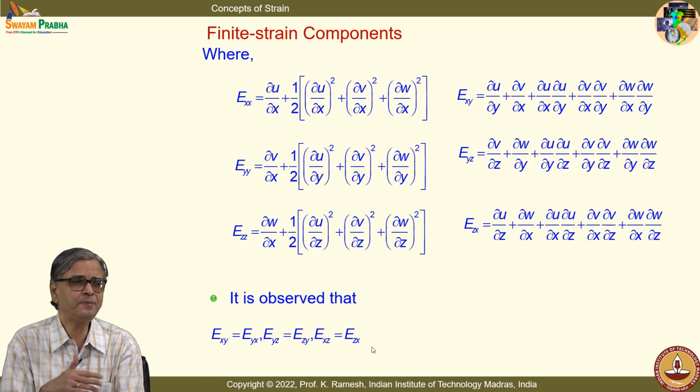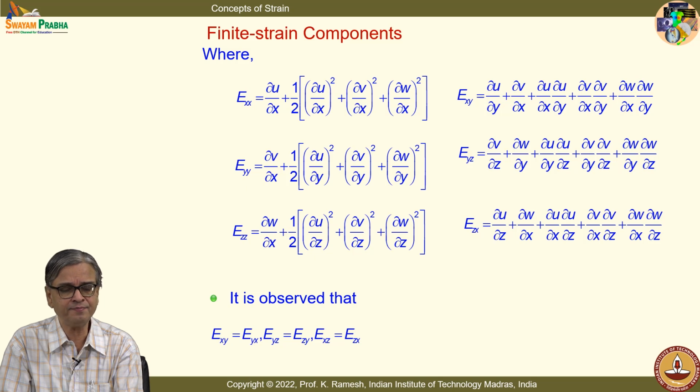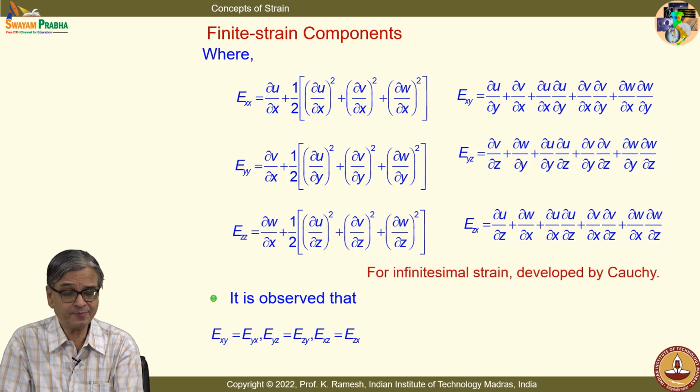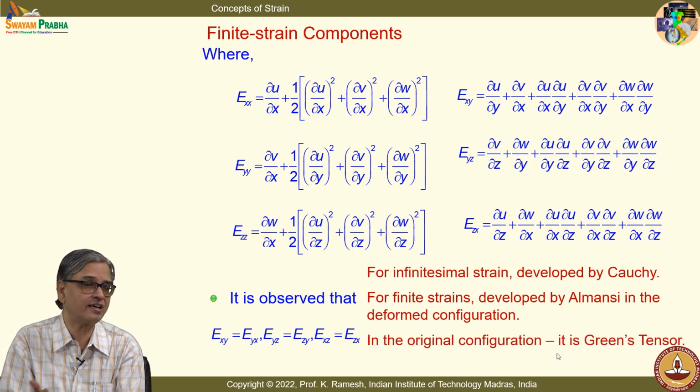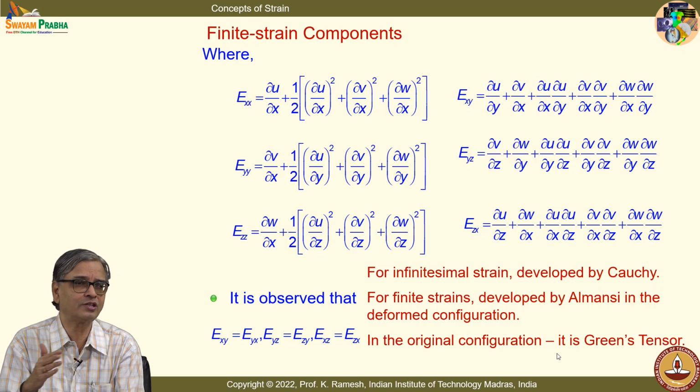And multiple people have developed these kinds of expressions in various coordinate systems. For infinitesimal strain itself, Cauchy has developed it, and for finite strains it was developed by Almansi in the deformed configuration. In the original configuration it is Green's tensor, multiple names. Fine, if you get into that literature you will get an idea of it.